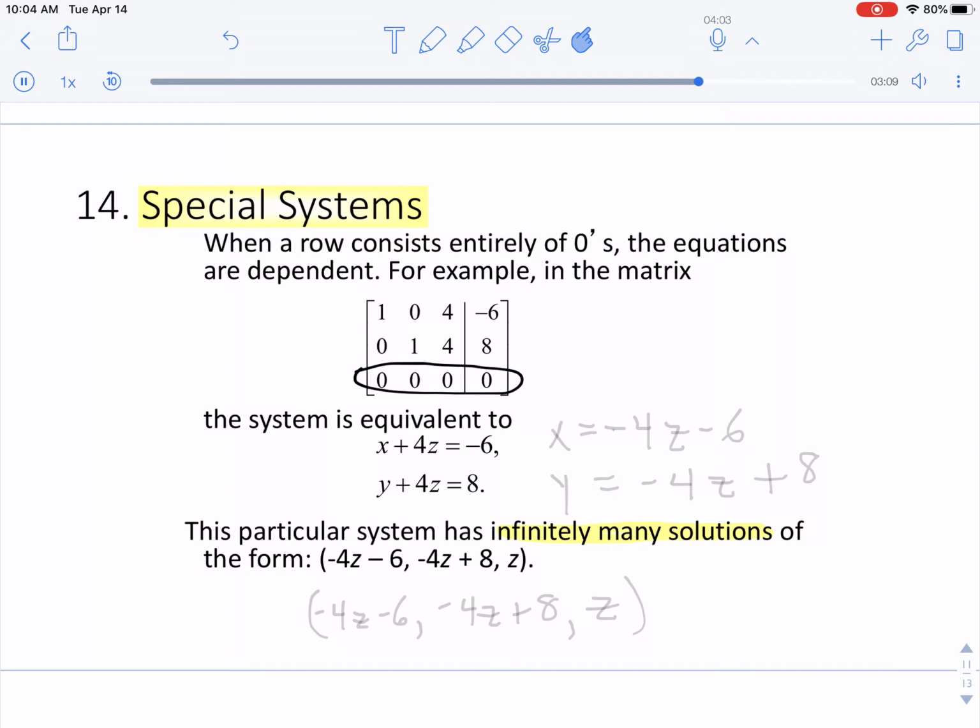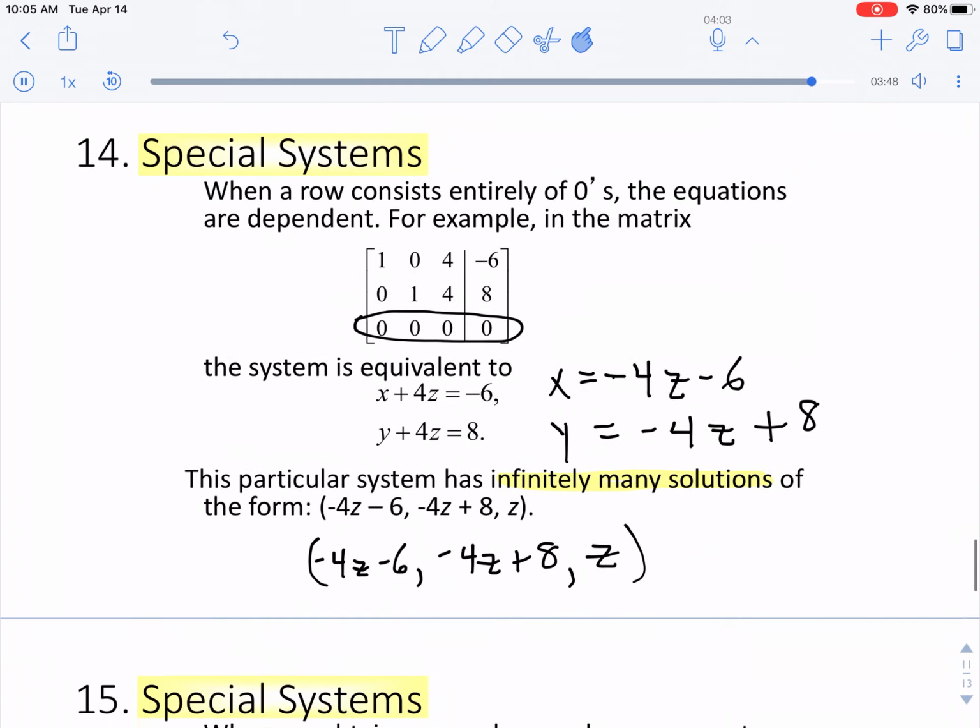If I want x by itself, then I subtract 4z and I get x equals negative 4z minus 6. And for the second one, if I subtract 4z, I get y equals negative 4z plus 8. So then my solution, you'll see right here, is negative 4z minus 6 for the x. For the y, negative 4z plus 8. And the z is just a z because it was our zero row. So this is an infinite solutions, and there are the solutions.